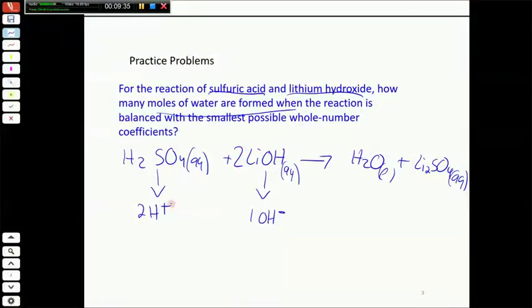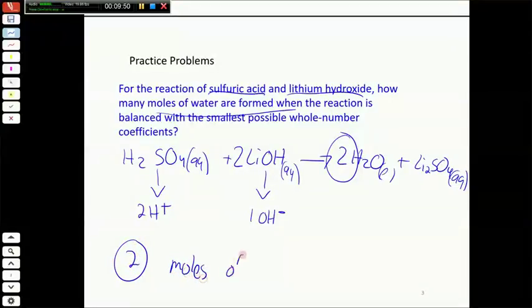We need to put a coefficient of 2 there. And then if there's 2 each of H plus and OH minus, we form 2 moles of water. Okay? And this, again, would not have a coefficient, but we don't really care about that. What we care about here is this coefficient of 2. So we would form 2 moles of water in this reaction, because our acid has 2 acidic hydrogens, so we need to react that with 2 OH minuses. And every time 1 H plus and 1 OH minus combine, we get 1 water. If we're combining 2 of them, we get 2 waters. So that's how we would approach that one.